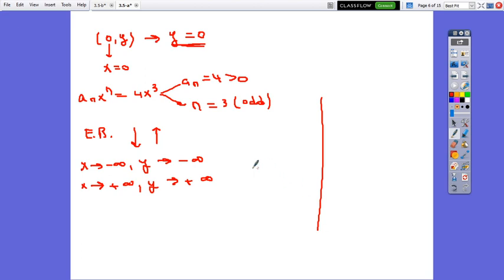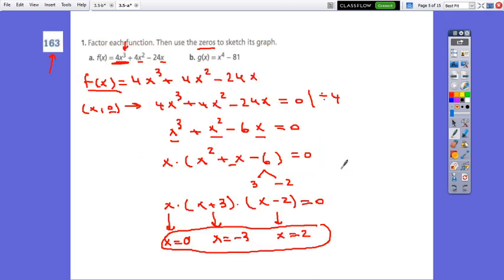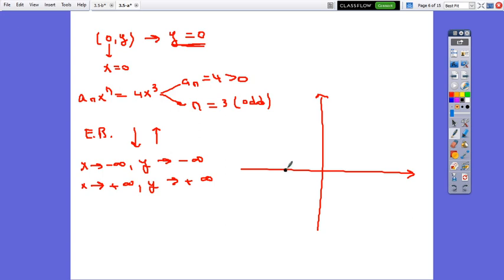Now we sketch the coordinate plane and plot on it the points we found, starting with the x-intercepts, negative 3, 0, and 2. So let's say this is negative 3, 0, and 2, and the y-intercept we found is 0, so it's here. We put the end behavior on the left side, down, up. As the degree is 3, the turning points will be 3 minus 1 equals 2. So we have to connect these points, it will be like this. This is the sketch of the graph.